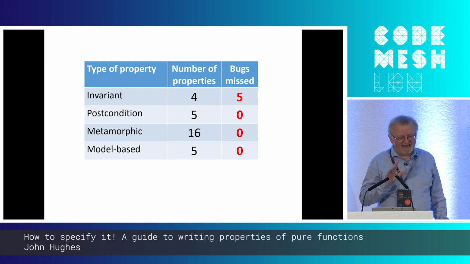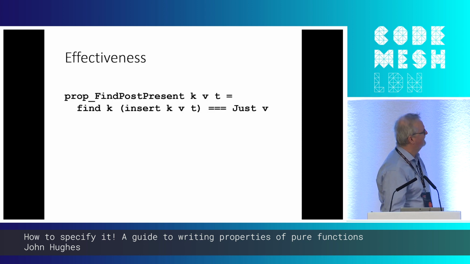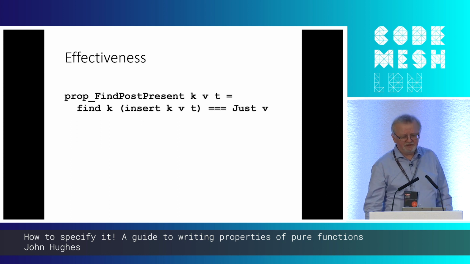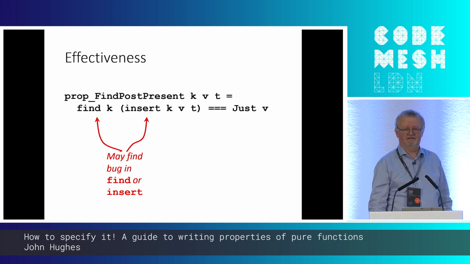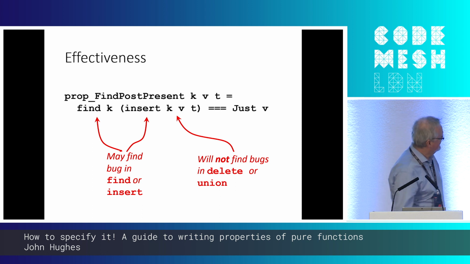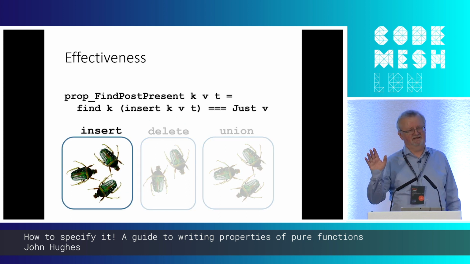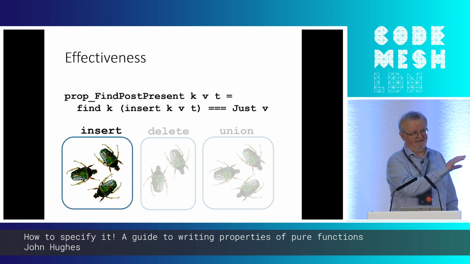So I wanted to measure how effective each property of each type is. Let me explain how I did that. Here is one of the postconditions I wrote for find. If you just look at this property, you can see that potentially it might find a bug in find or insert, right? But here's the point. It will not find the bugs in delete and union, because it doesn't even call them. So of the bugs I inserted, those 5 cannot be found by this property, obviously. The other 3 potentially might be found by it.